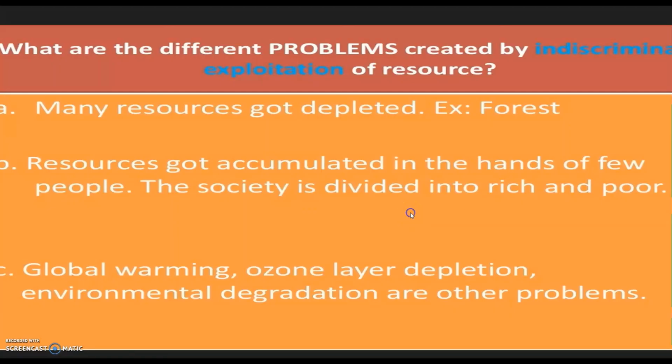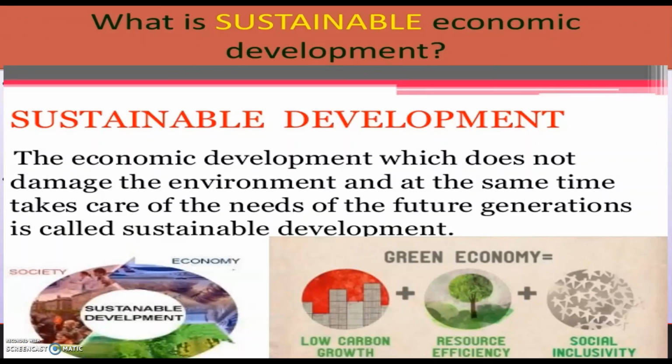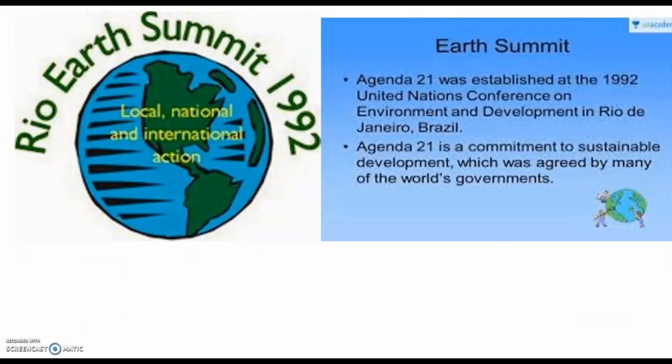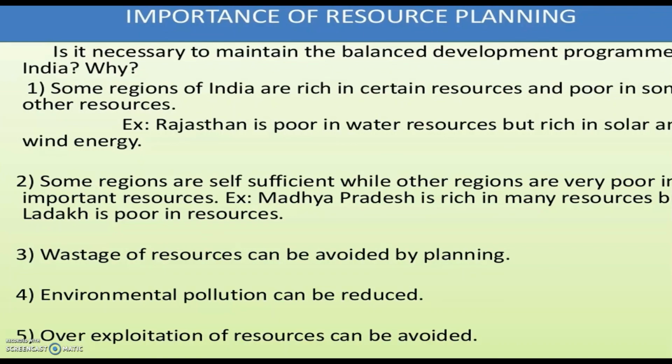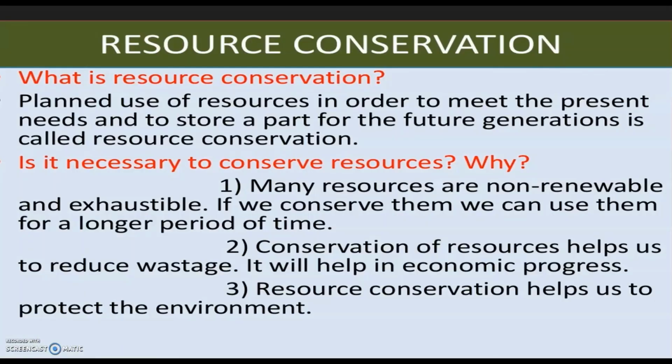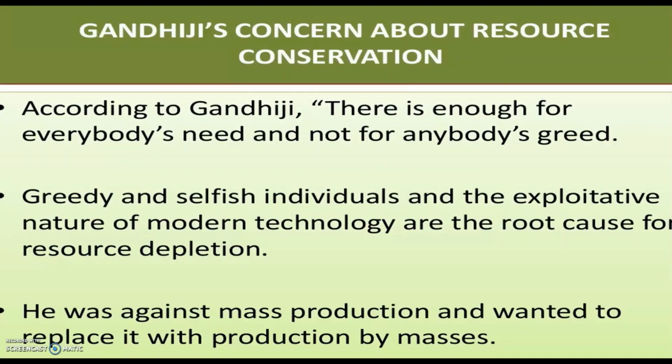Then sustainable development. What do you mean by sustainable development? The economic development which does not damage the environment and at the same time takes care of the needs of the future generations is called sustainable development. Then Rio de Janeiro Earth Summit, Agenda 21. Then resource planning, the three stages of resource planning. Then the importance of resource planning, resource conservation and Gandhiji's concern about resource conservation.